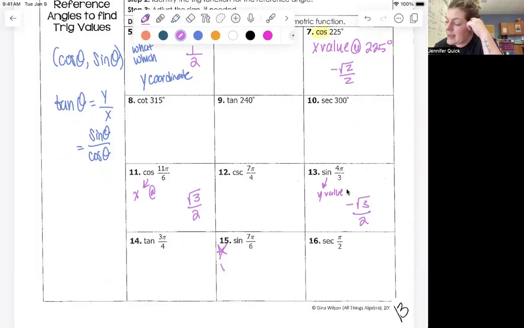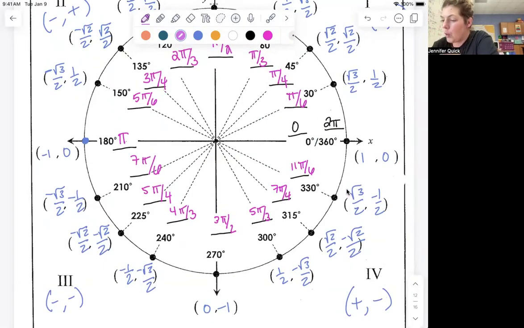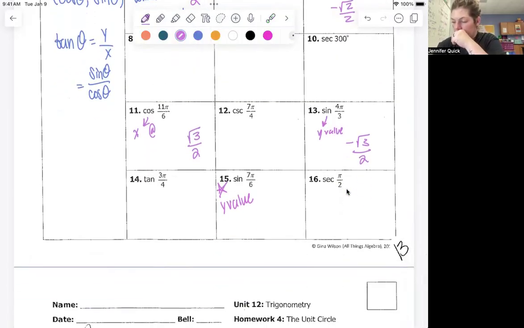I want the y value at 7 pi over 6. 7 pi over 6 is 210. And I want the y value, so that's negative 1/2.